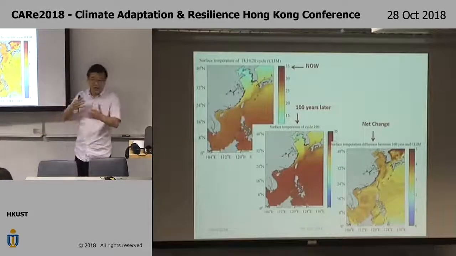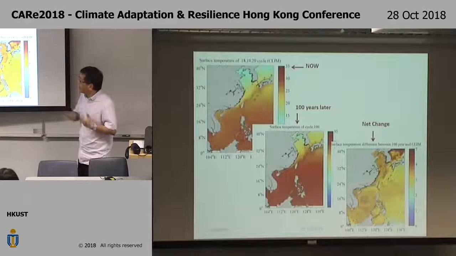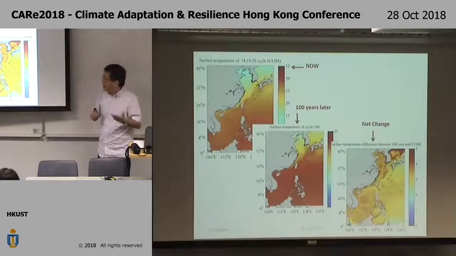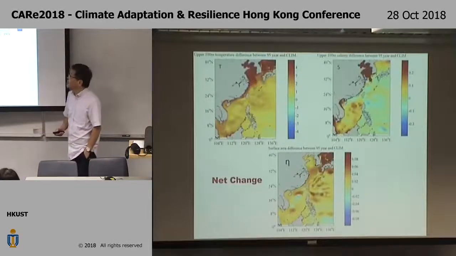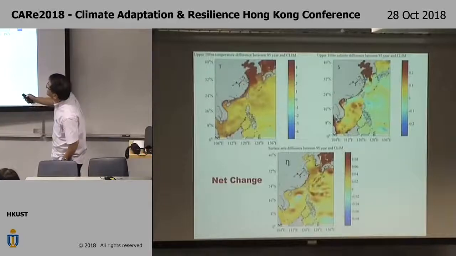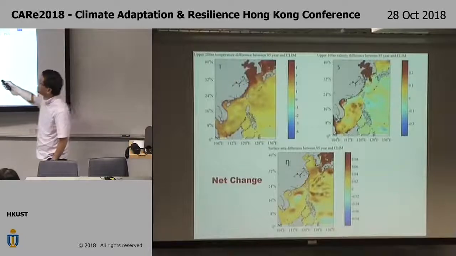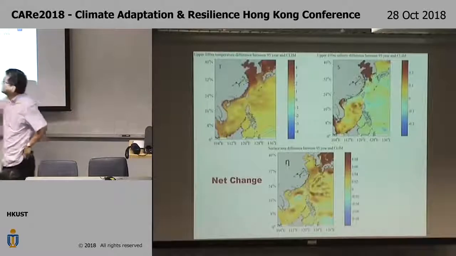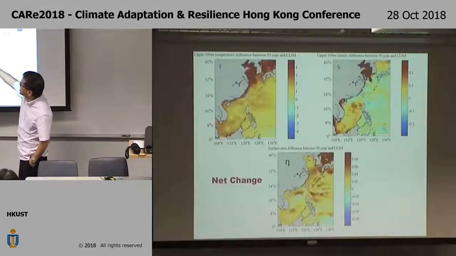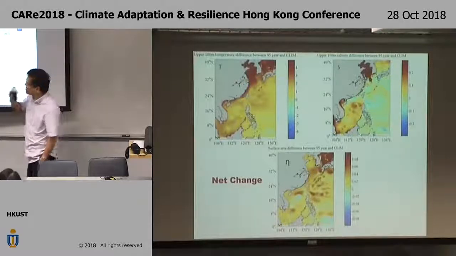So this so-called heating, warming, and spatial variation is going to cause many things, and is also reflected in the recent IPCC report. If you see this, this is heat content in the upper 100 meters, the net change between now and 100 years later. The heat content increases most, again, in the northern part and in the coastal region. This is what is going to happen, the net change in 100 years.